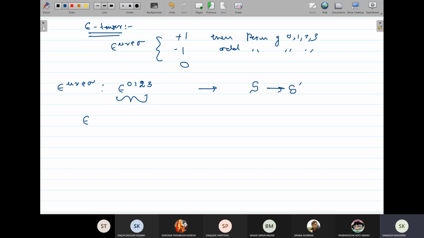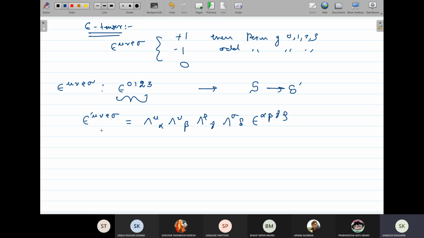See, epsilon mu nu rho sigma prime equals lambda mu alpha, lambda nu beta, lambda rho gamma, and lambda sigma delta, epsilon alpha beta gamma delta. This would be the transformation rule if it is a tensor. So assume for a moment that it is a tensor and see what we get, whether we get a consistent picture or not.